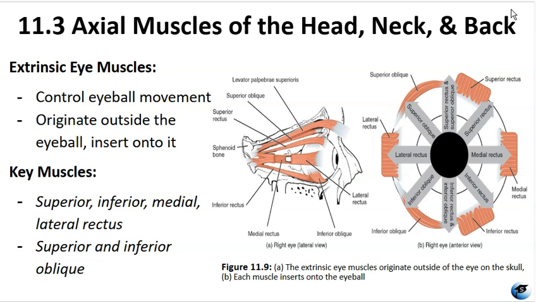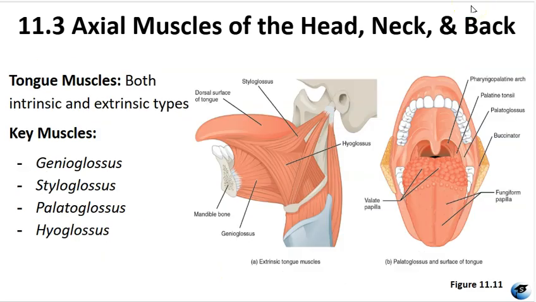The superior oblique rotates the eye downward and outward, also known as intorsion and depression, and the inferior oblique rotates the eye upward and outward, also known as extorsion and elevation. The tongue has both intrinsic and extrinsic muscles. Among the extrinsic group, the genioglossus moves the tongue down and forward, the styloglossus moves it up and back, and the palatoglossus elevates its posterior portion, while the hyoglossus flattens and depresses the tongue.